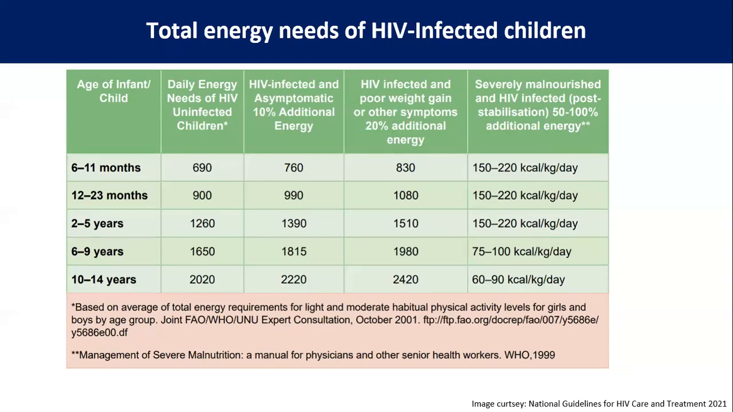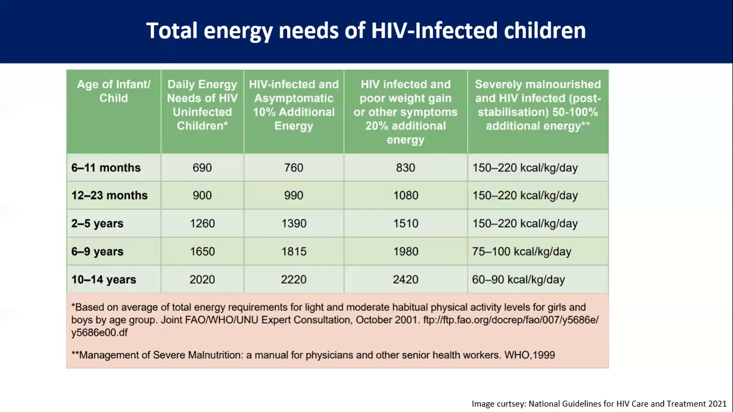Now, if a person has HIV, what additional percentage of calories is needed for that person? And if the person has, say, an opportunistic infection, these are given here. If we go through the top row, first is the age of the infant. If it is 6 to 11 months, then the daily energy need of HIV uninfected, that is normal, children is 690 calories, while for HIV infected and asymptomatic patients there is a 10% increase in the calorie requirement.